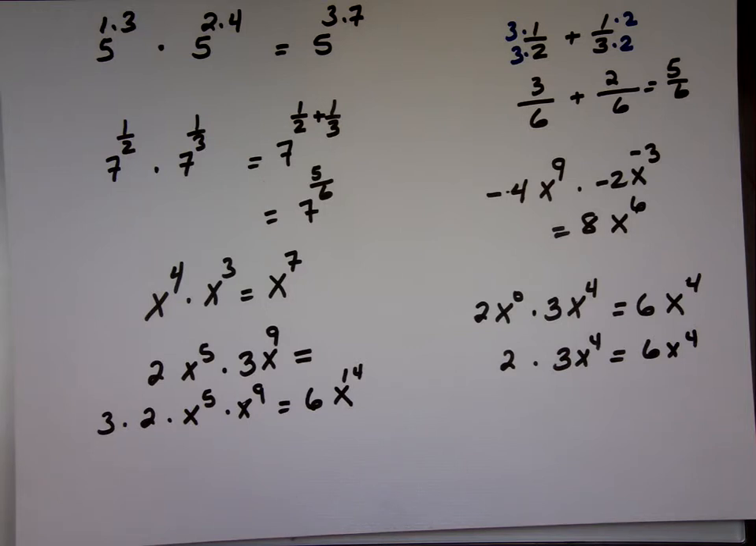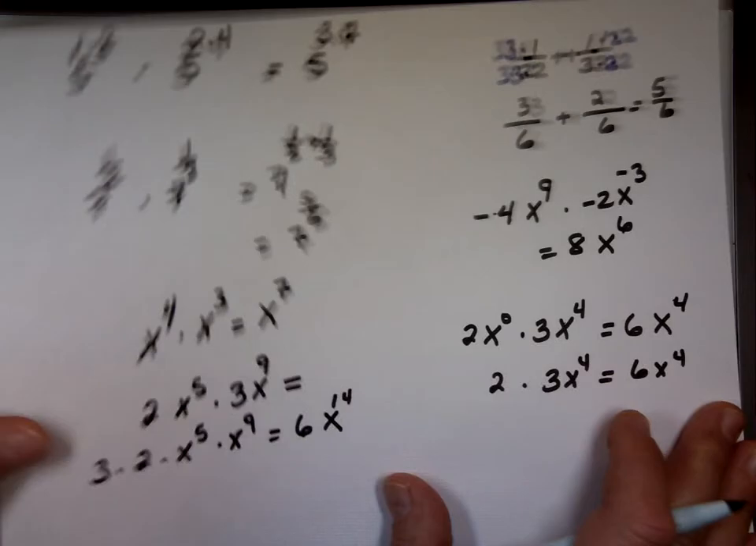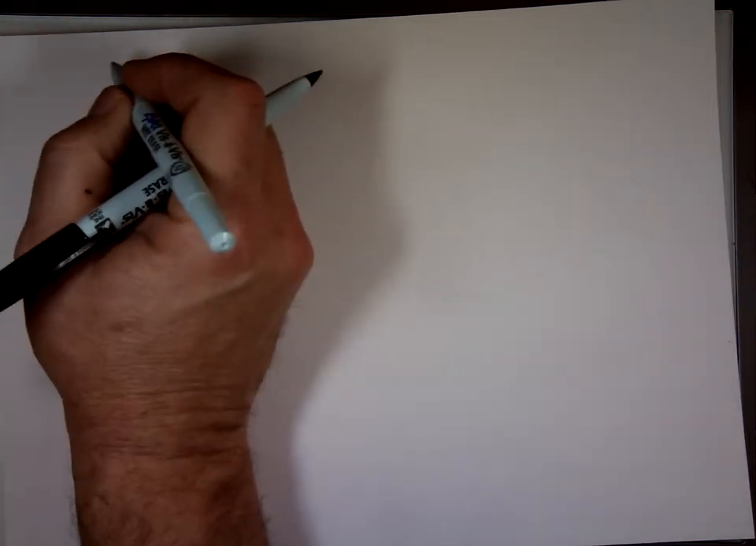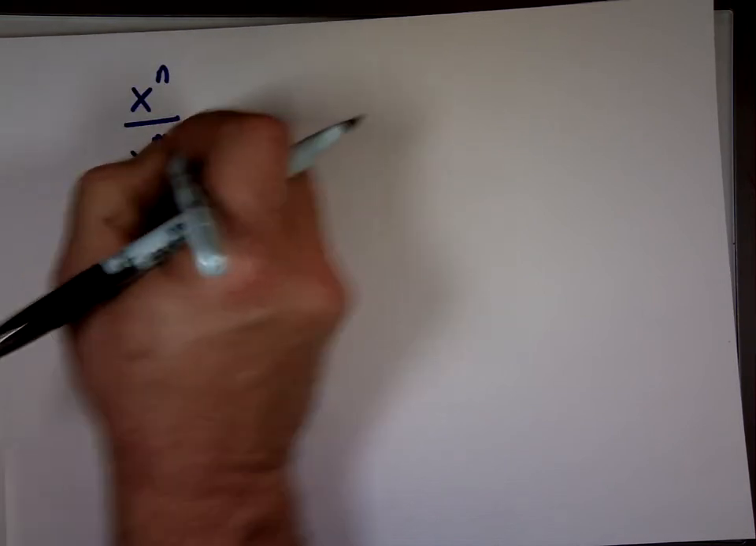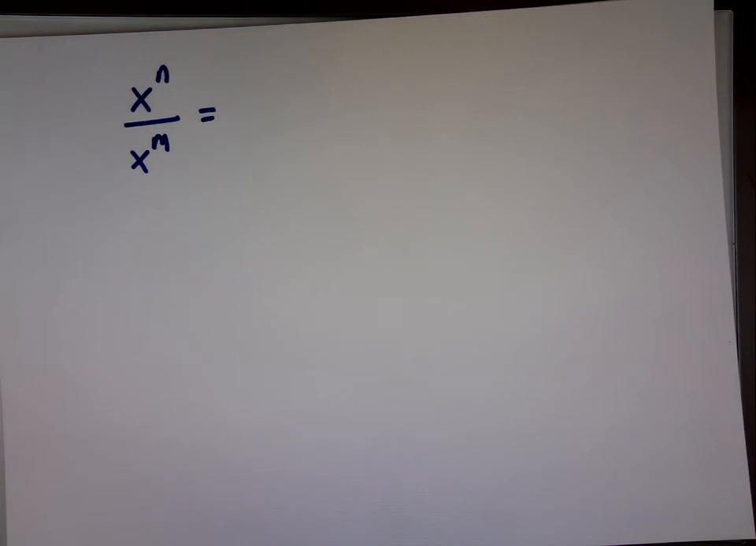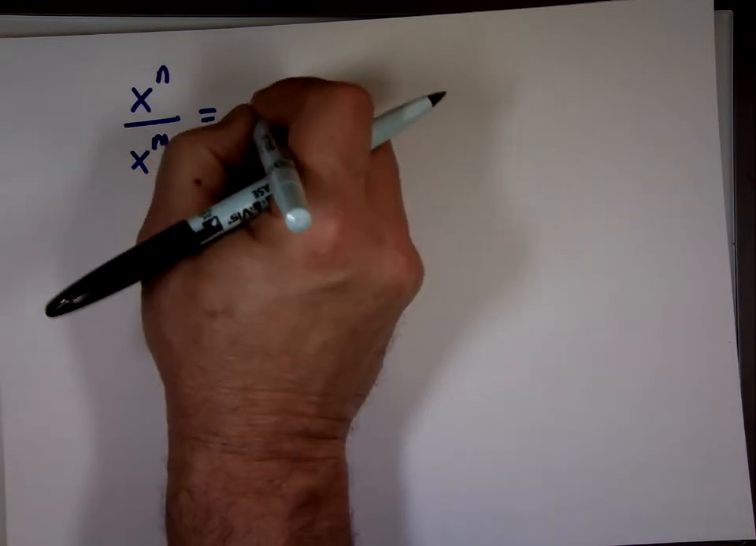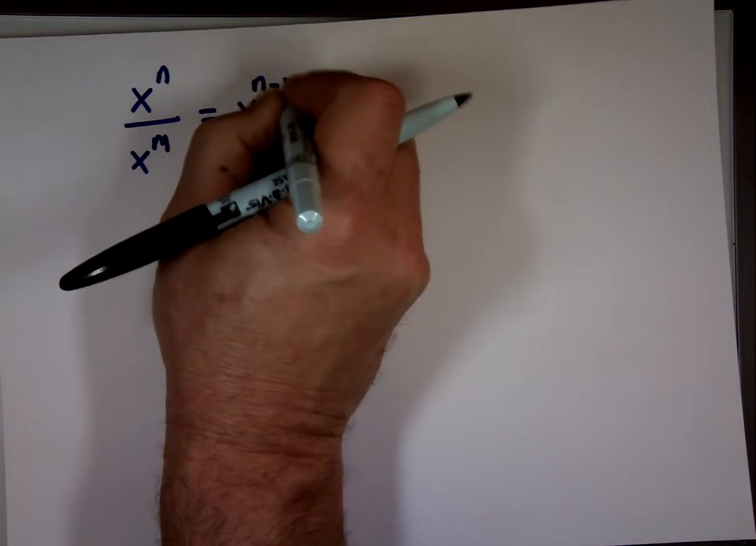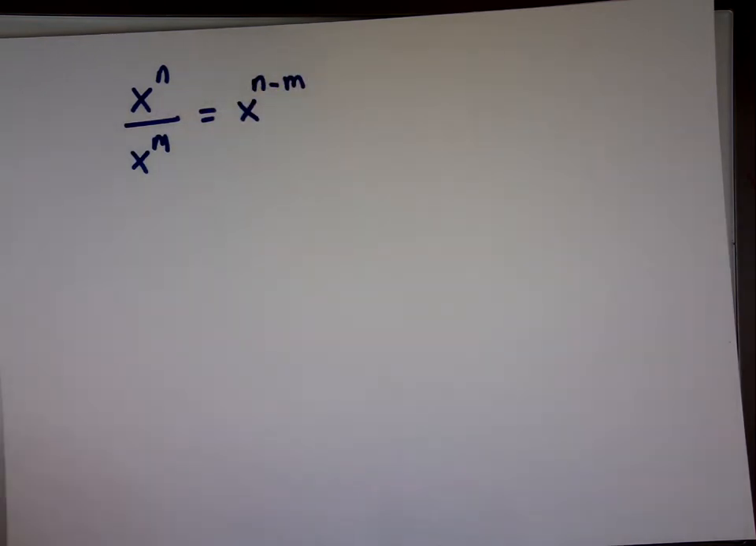The next property, we got 2 more properties to look at. So we did the multiplication. What about when you have division? I'll make it blue again. X to the n over x to the m. When you have division, what do you do? You subtract the exponent. N minus m.